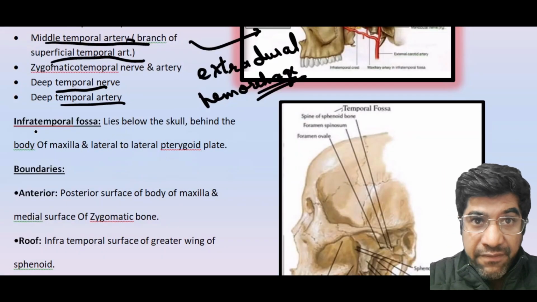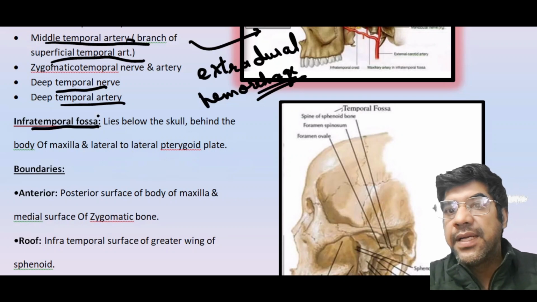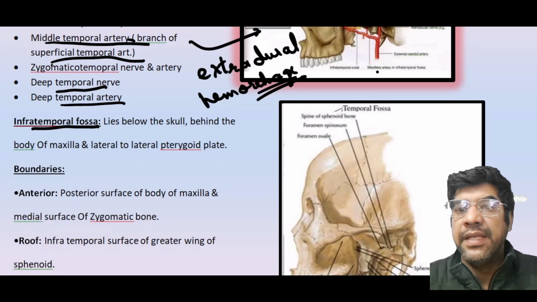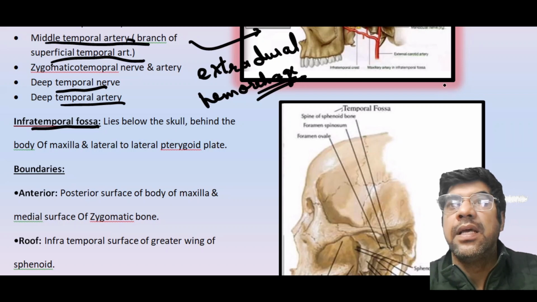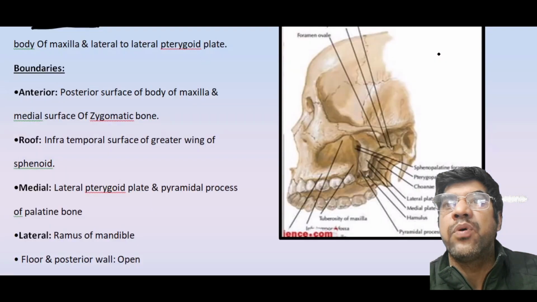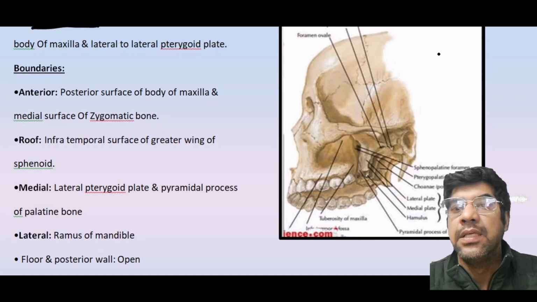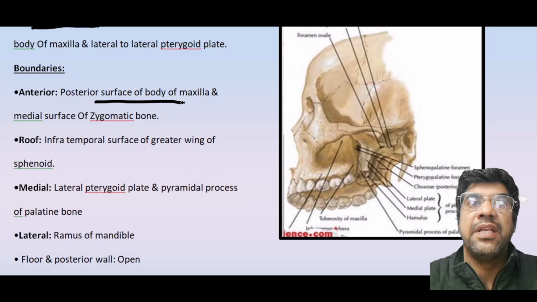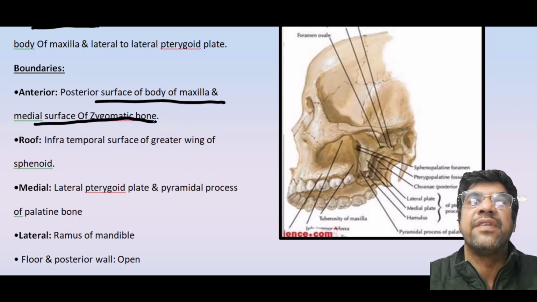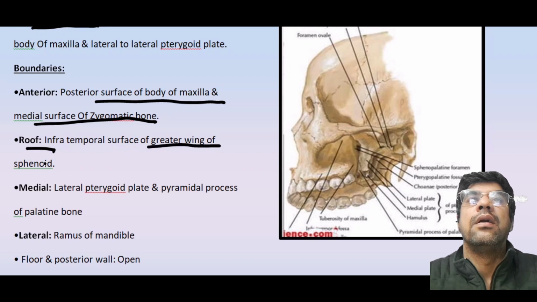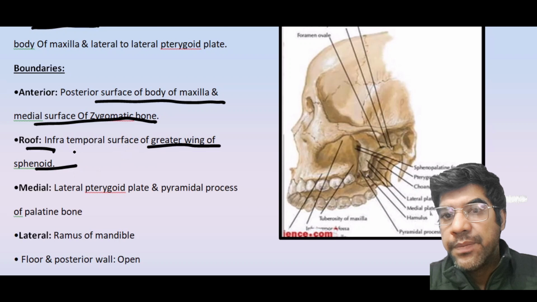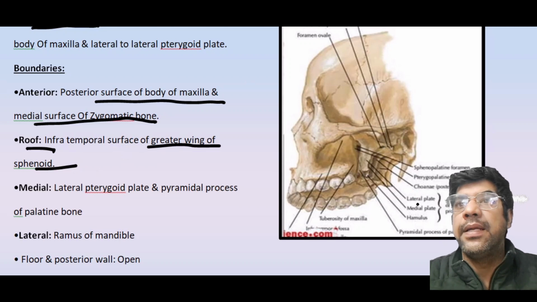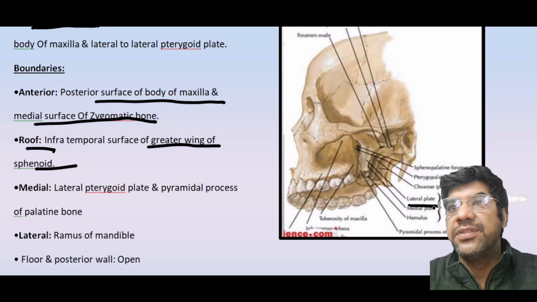Next is the infratemporal fossa. What is that? The infratemporal fossa is an irregular space located beneath the zygomatic arch within the skull. It has specific boundaries. Anteriorly, remember there is the posterior surface of the body of the maxilla and the medial surface of the zygomatic bone. The roof is covered by the greater wing of the sphenoid bone. Medially there is the lateral pterygoid plate and laterally there is the ramus of the mandible.